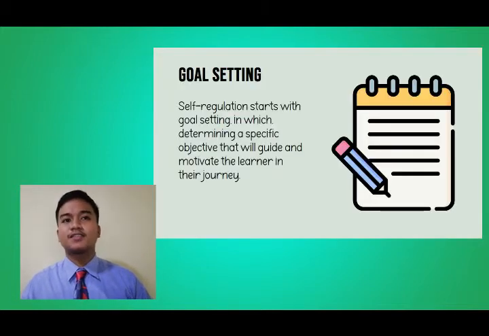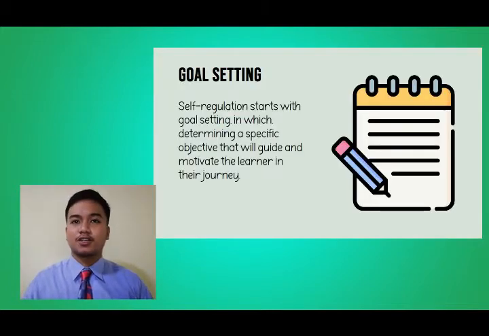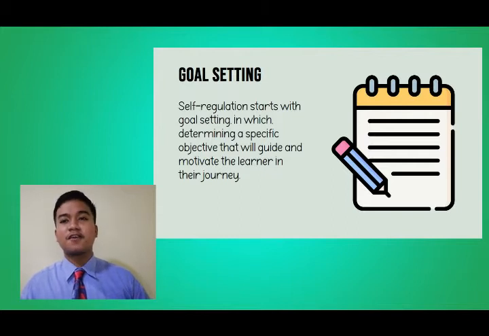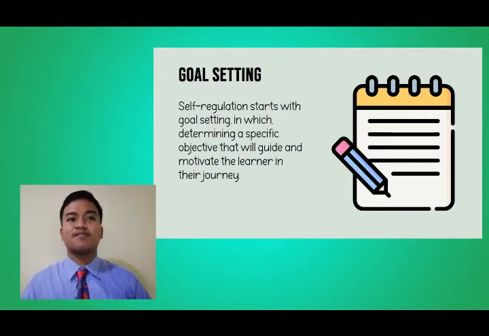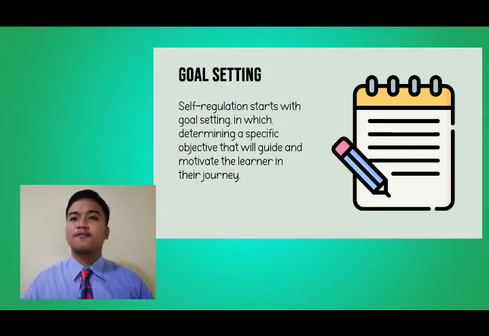Goal setting is the initial step to self-regulation. It determines specific objectives that will guide and motivate the learner. When students set their own goals, they take more responsibility, which leads to being more empowered and motivated. In terms of online learning, goal setting is seen by some research as significantly related to academic performance.